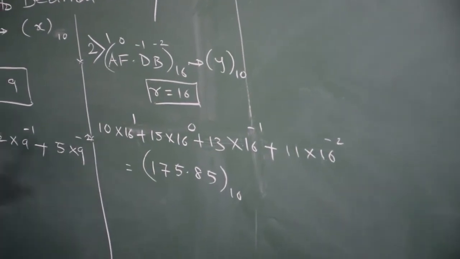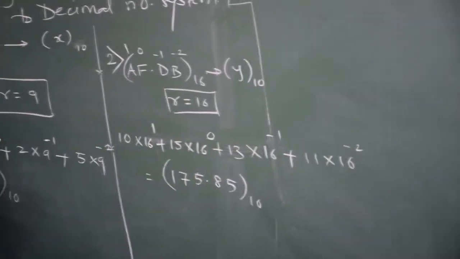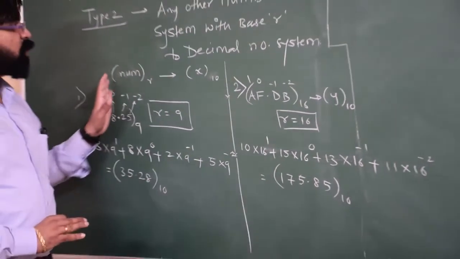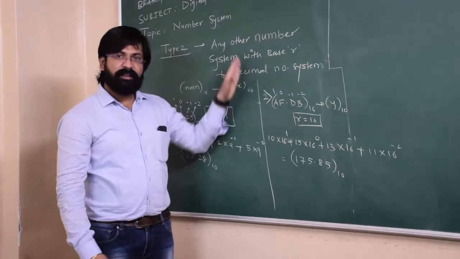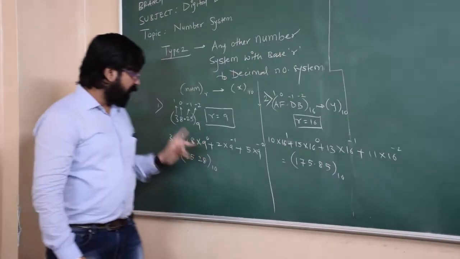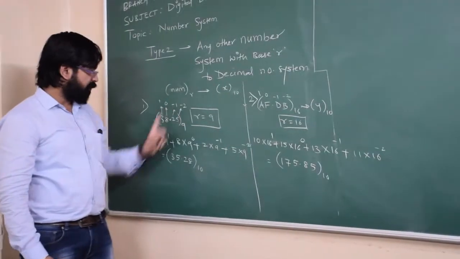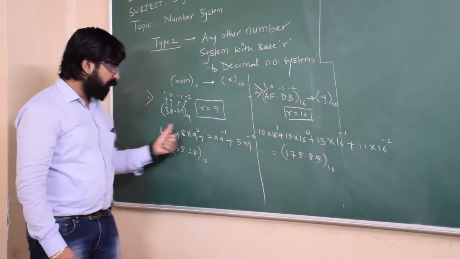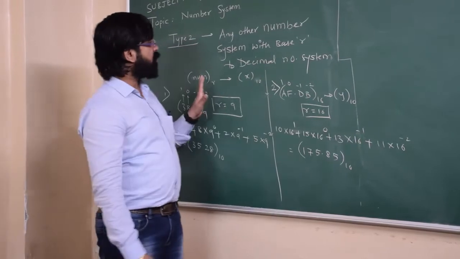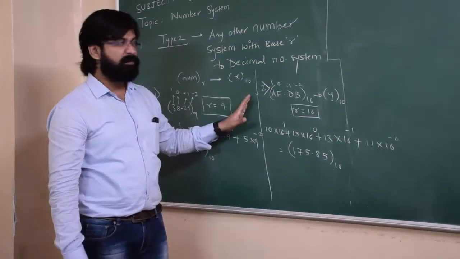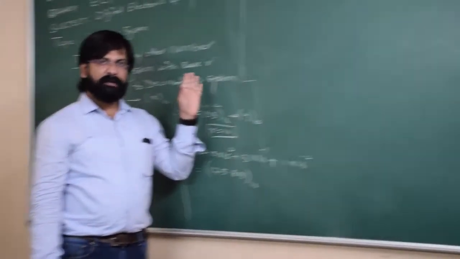So now this is what we called type 2. In type 2, it is very simple. You have to convert any other number system with base r to a decimal number system. Take every digit, multiply with r, and according to their weights you have to write the power of the given base. This is how you actually convert any other number system to decimal. So now we will be moving to our type 3.